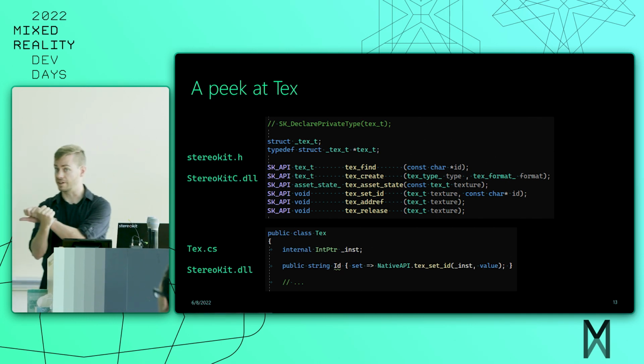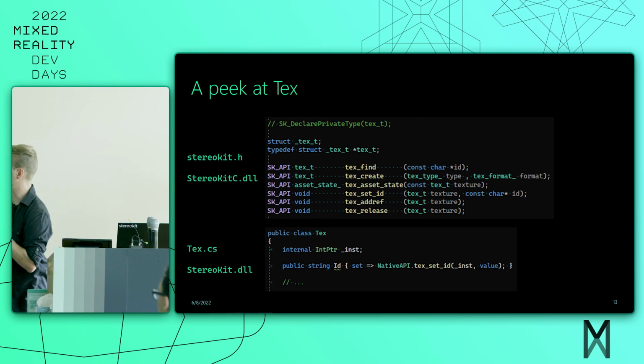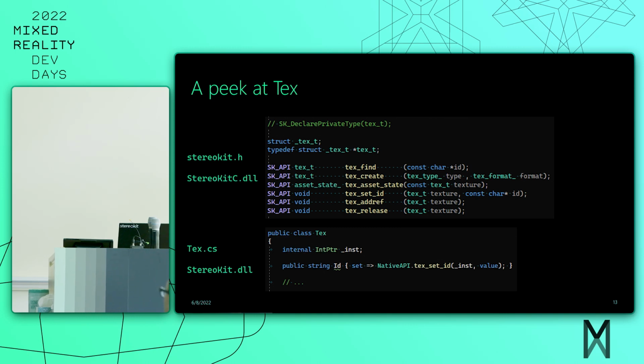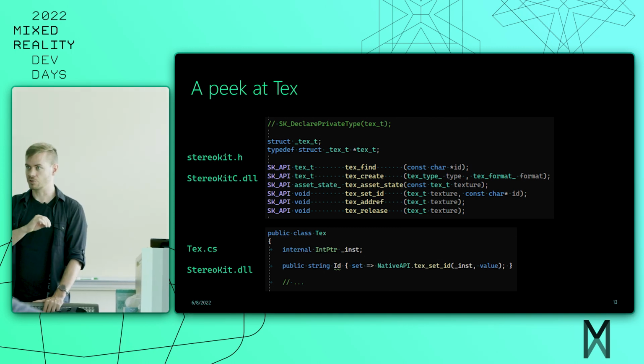You have a find by ID. StereoKit does have an ID system. If it encounters another asset with the same ID, it will typically return you that asset instead of creating a new one.